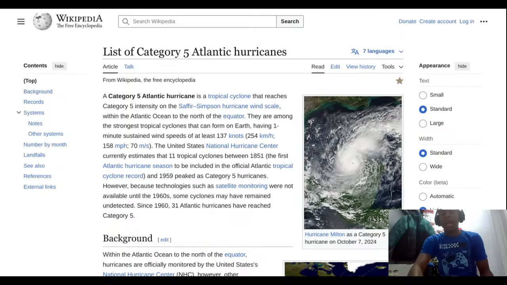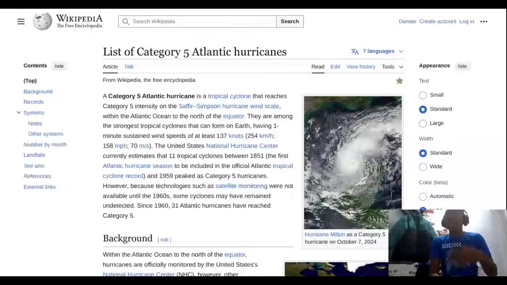The hurricane season is coming, but today we are going to be taking a look at the list of all Category 5 hurricanes, because I want to know what's the difference between a tornado and a hurricane. If you are a storm chaser, like myself, you have to know the difference between a hurricane and a tornado.